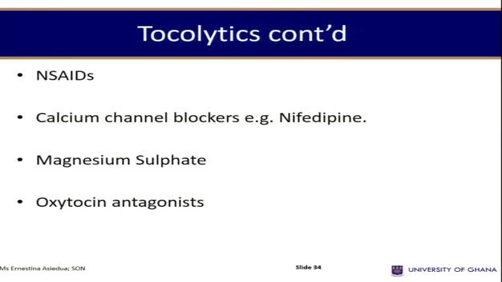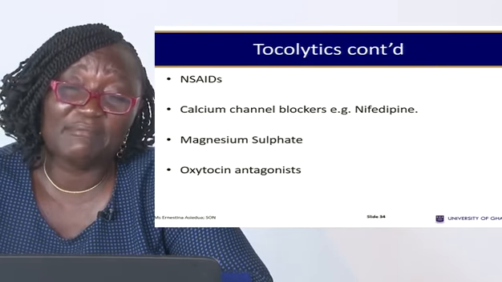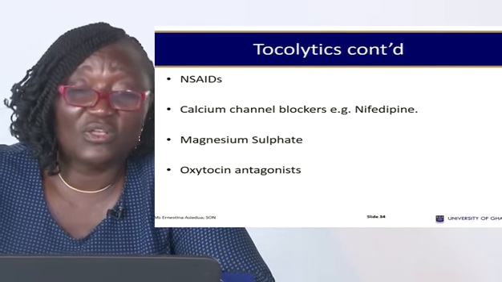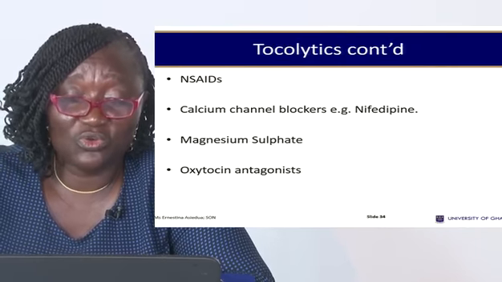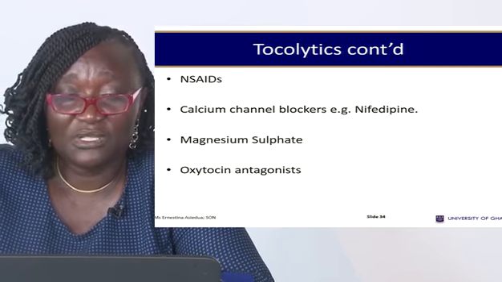We also have what we call the oxytocin antagonist. Oxytocin is for contractions, so any drug that is an oxytocin antagonist will minimize contractions. So all oxytocin antagonists are also tocolytics. Magnesium sulphate has also been found to be a very useful tocolytic.